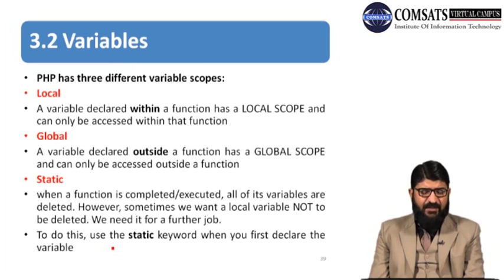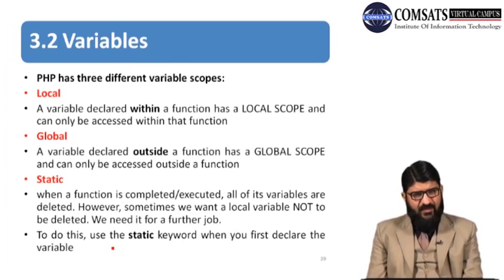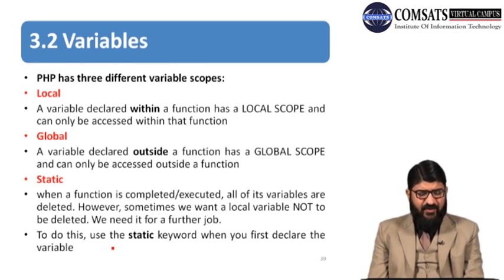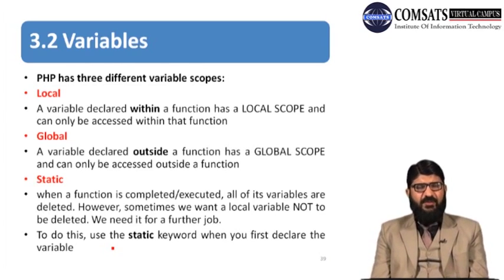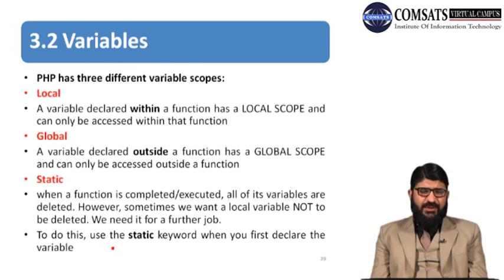Whenever a function is completed or executed, all of its variables are deleted. But sometimes we want our local variable not to be deleted. We want to use it for some further job. For such cases, we need to use the static keyword when we first declare the variable. So the variable will not be deleted and can be reused accordingly.